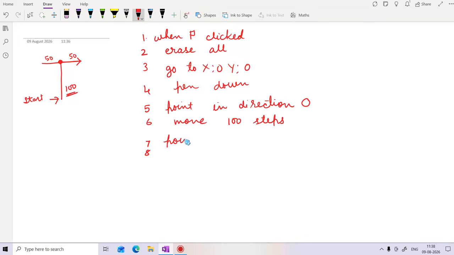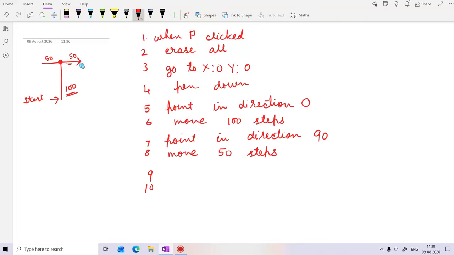So we will take point in direction 90. Fine. And then how much is it? 50. You can write move 50 steps. Right. Now see, children, one more thing. I'm giving you the idea.